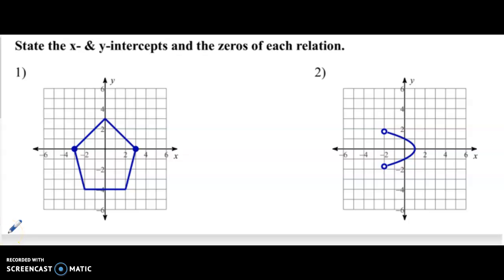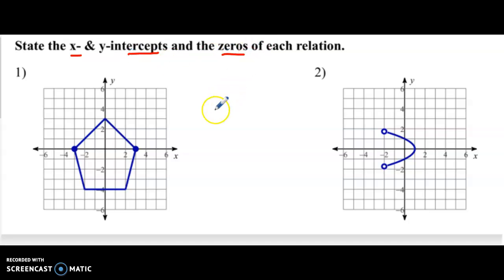All right, this is worksheet 2, and we're supposed to state the x and y intercepts and the zeros. So we need to make sure that you remember from Algebra 1, x-intercept is where the graph crosses the x-axis. Y-intercept is where the graph crosses the y-axis. The zeros and x-intercepts mean the same exact thing.